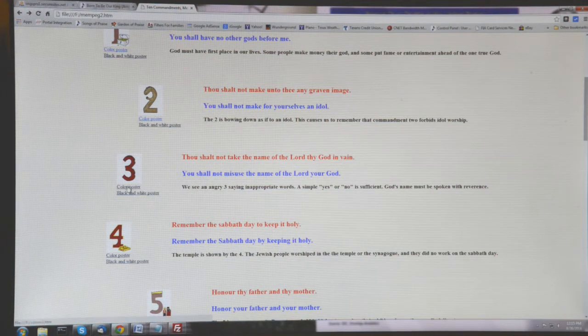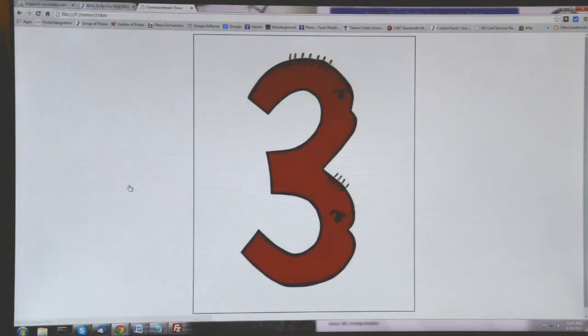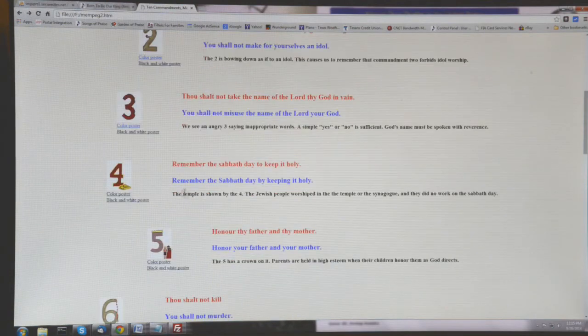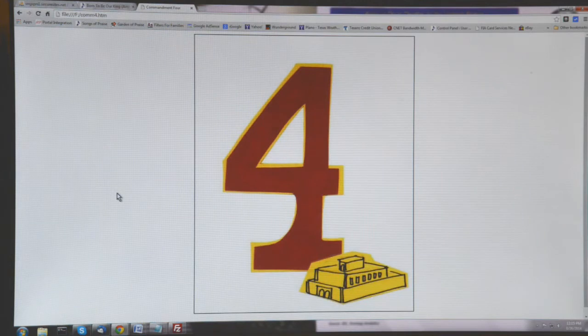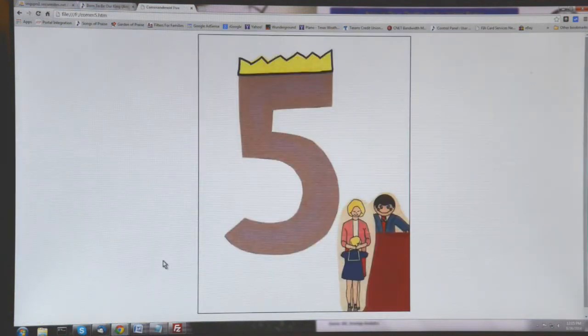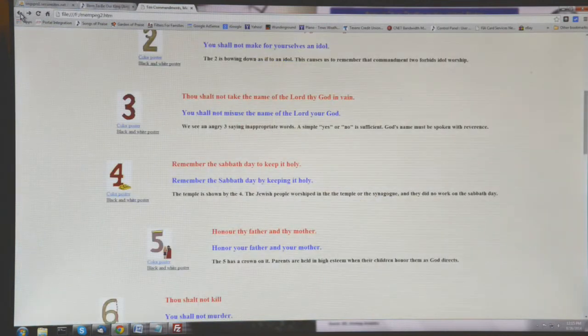Number 3, about do not take the Lord's name in vain. This is a 3. He's angry and he's saying bad words and using God's name in vain. Number 4, about keeping the Sabbath day. You have a picture of the temple here. That's where the Jews worship. That's by the 4. Number 5, about honoring your father and your mother. We have a 5 that has a crown on it showing honor to your parents.